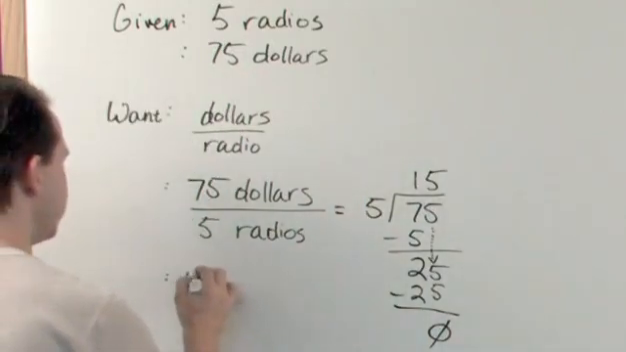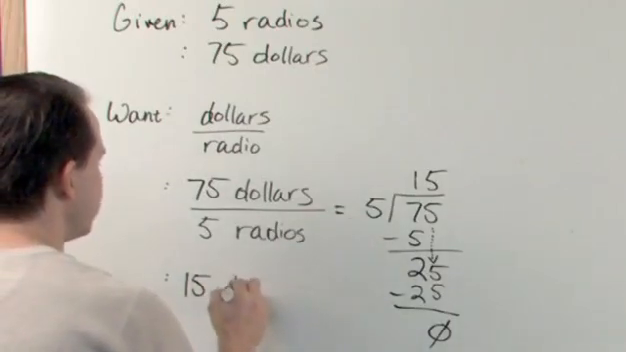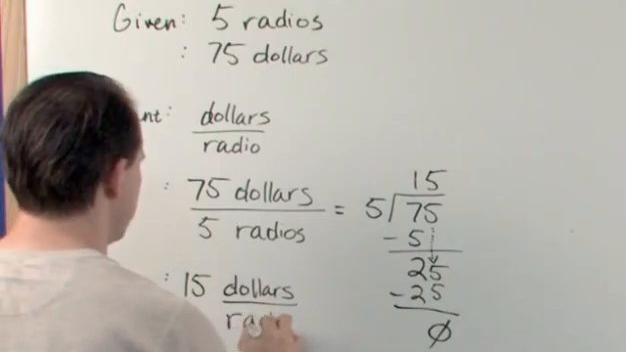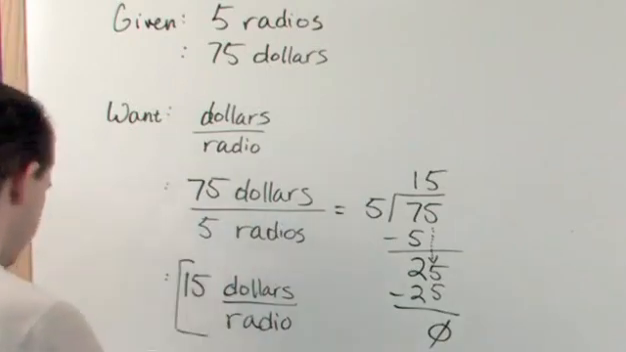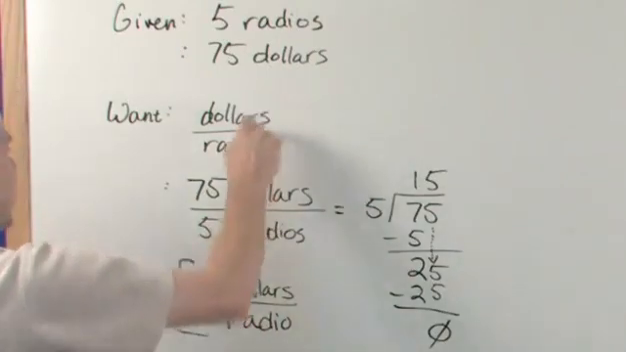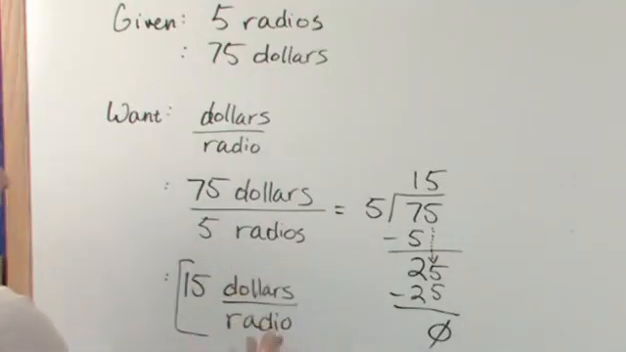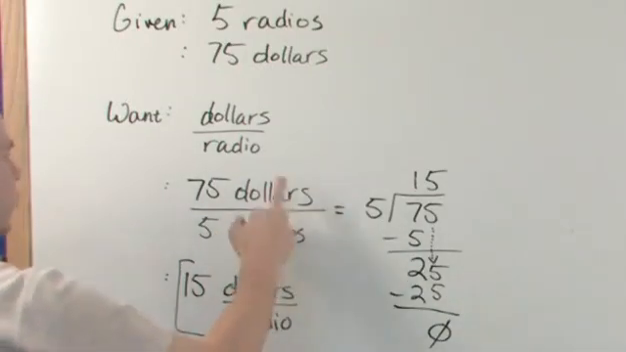So it's 15. And what are the units? The units are right here in front of you. You've set the problem up that way. Dollars per radio. Okay. So notice that your units have really helped you here. You know that you had $75. You know that you had 5 radios, and you're trying to divide them to find out how many dollars per radio, how much money each radio costs, which is how many dollars per radio. Okay, and the units actually tell you which way to divide.